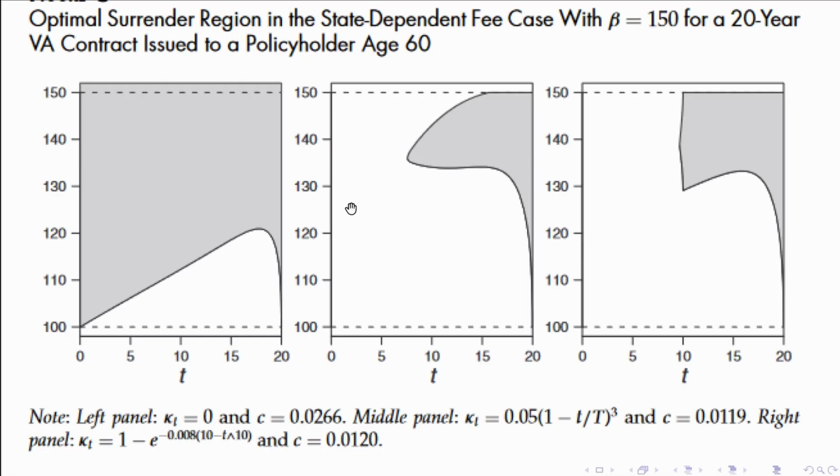And something else is that these images aren't perfect, because you see that there's a 150, and that was the threshold above which the fee was no longer paid. Above 150, there's no gray, and this is not a mistake. The surrender region is really like this.